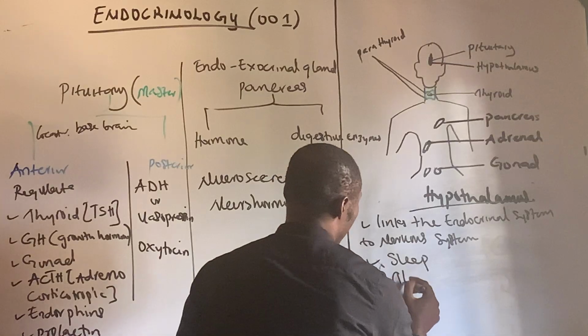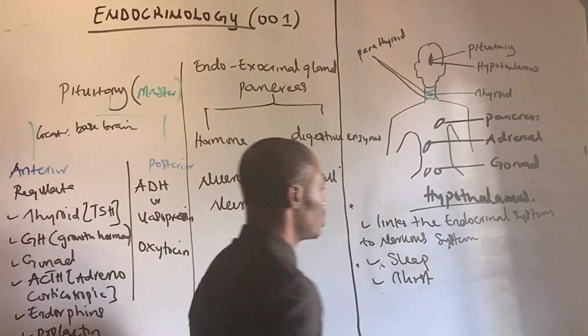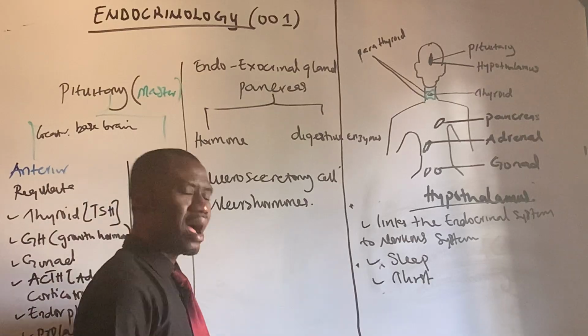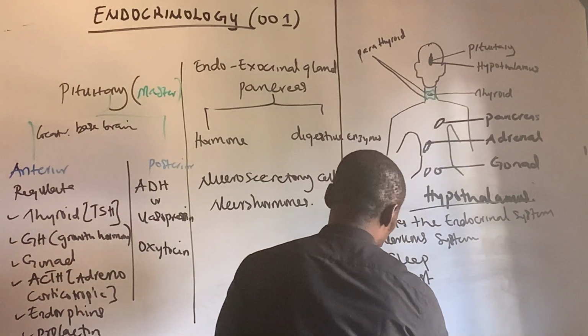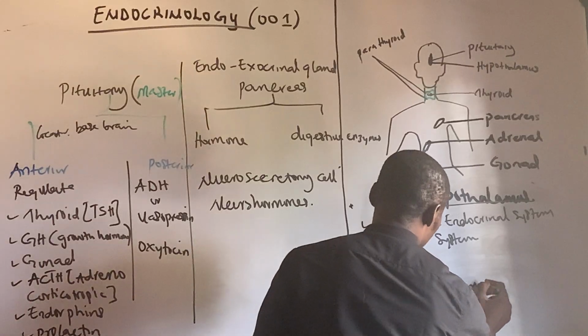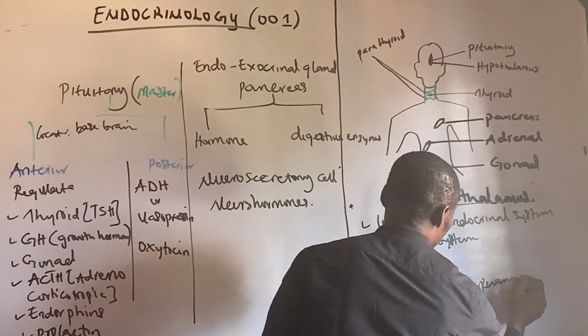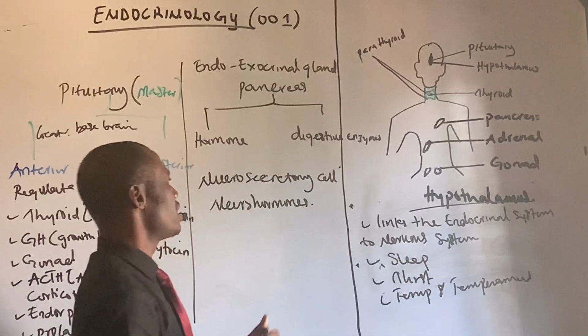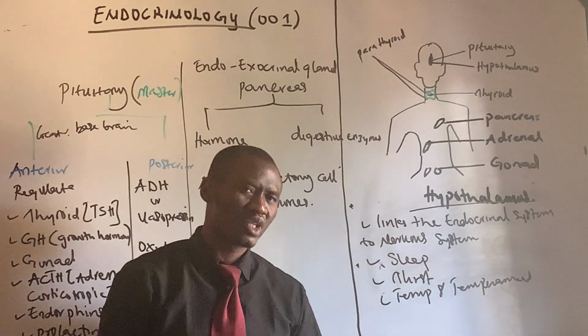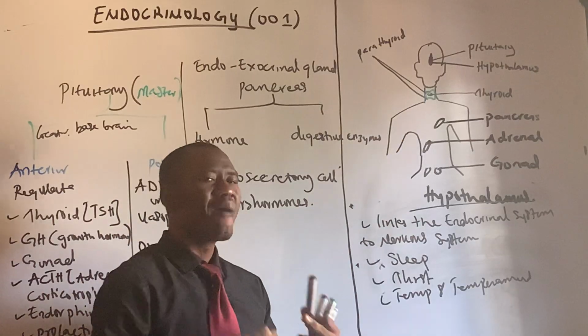Your ability to be thirsty is controlled by the hypothalamus. It controls your temperature and your temperament. All right, so this is what the hypothalamus does. And also, it's a coordinator. It coordinates the pituitary gland.